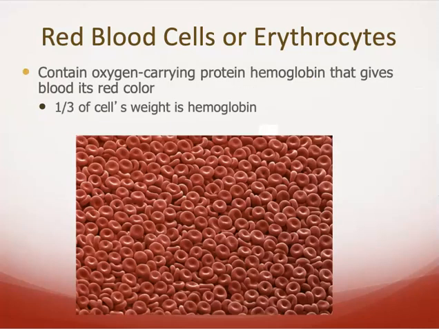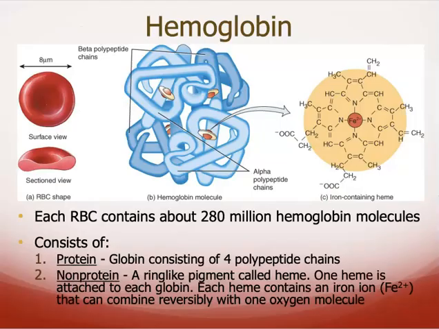The oxygen-carrying protein is called hemoglobin. It gives blood its red color. It's kind of a cool picture. It looks like a bowl of red Cheerios to me. And it is a good portion of what is an actual red blood cell. It's about one third of the weight of the cell. So this is what hemoglobin actually looks like.